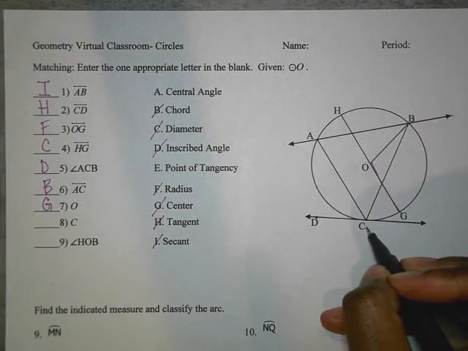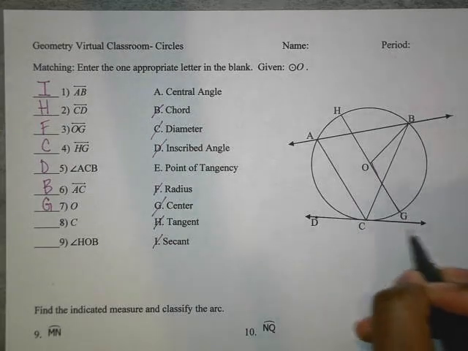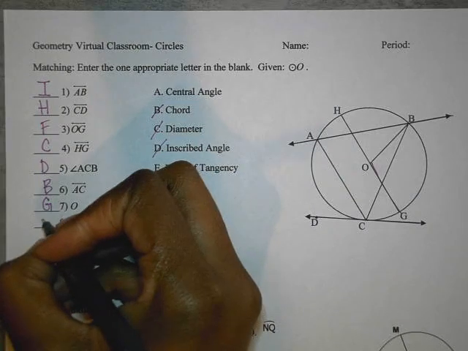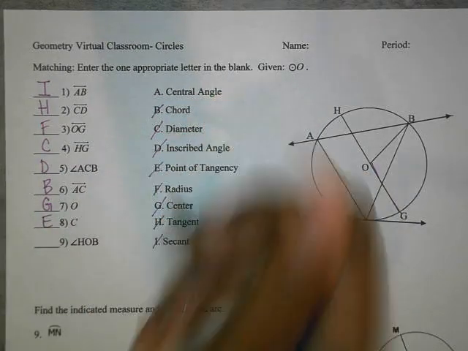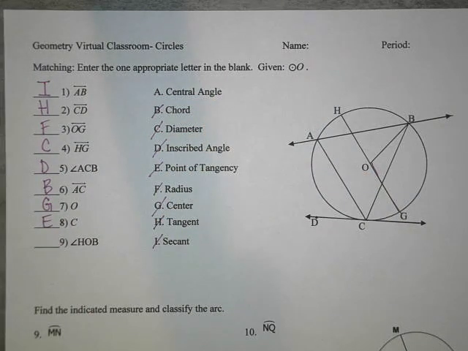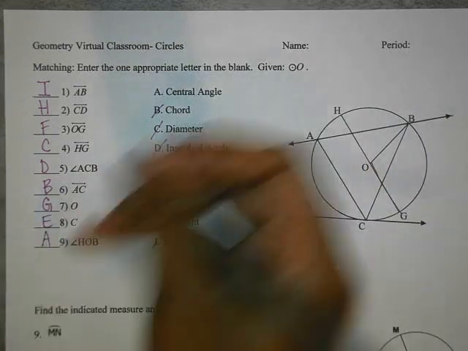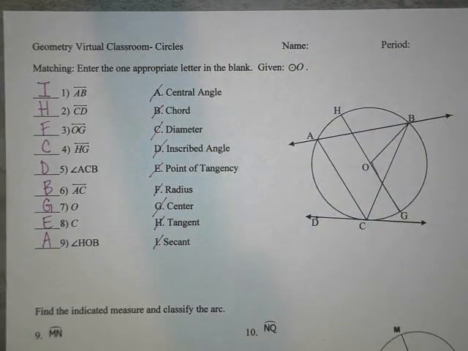It is a point that is on the circle and also on the tangent line. So that would be point of tangency. And number 9, angle HOB here is going to be your central angle. All right, so if you understand those vocabulary words, then you're on a good start.